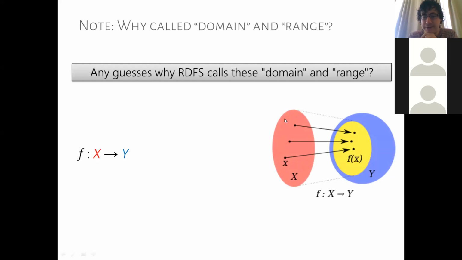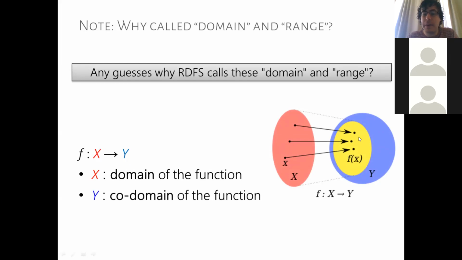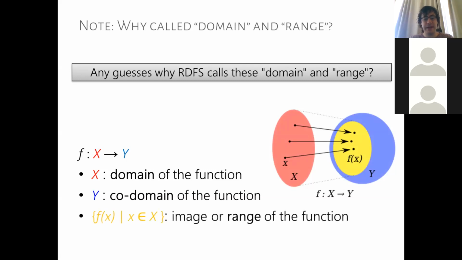We have x, the set that serves as the inputs to the function; the set y, which serves as the potential outputs of the function; and the set f(x), the set of things mapped to from x by the function. So we call x the domain of the function. This is like the subject of the property. We call y the codomain of the function. These are all the things that are the broader set of things that could be mapped. And we call the set of all f(x) the image or range of the function. This is essentially the values.